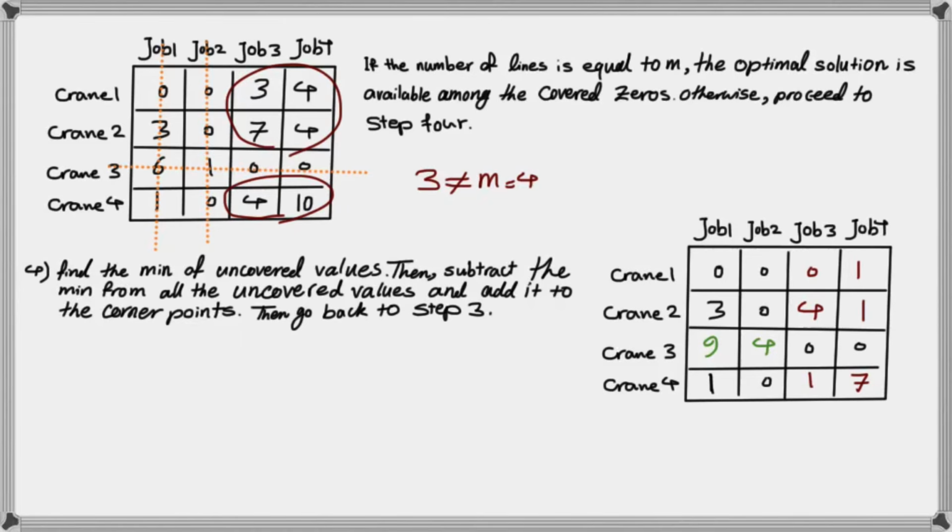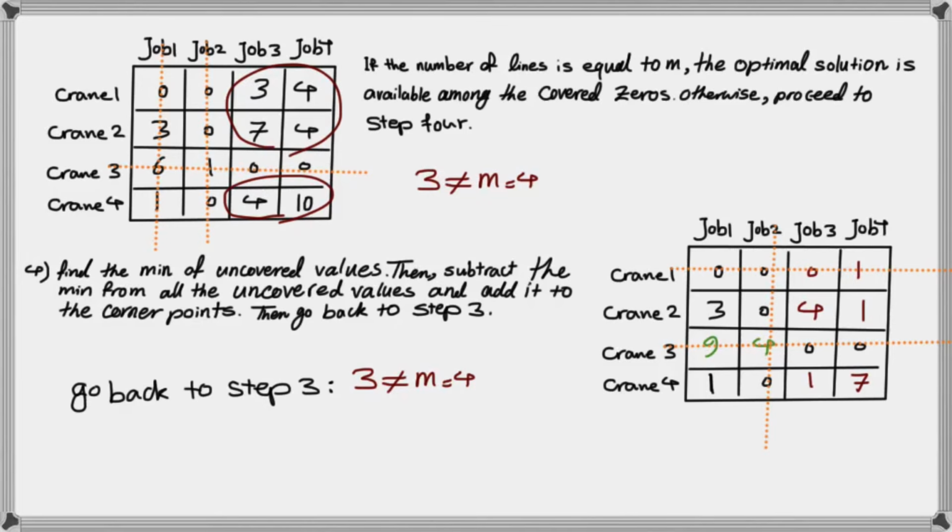So find the minimum of uncovered value, add it to the corner points, and subtract it from the uncovered value. So that's the step that we implemented. Now we go back to the third step, try to find the minimum number of lines that we need to cover all the zeros. In this case, again, with 3 lines, I can cover all the zeros. So 3 is not equal to 4. So I have to continue and redo step number 4.